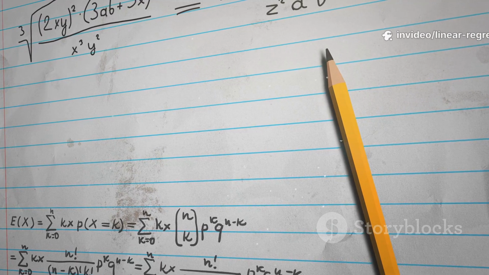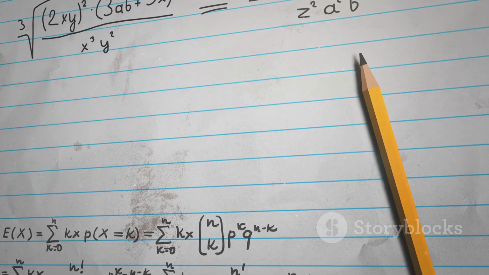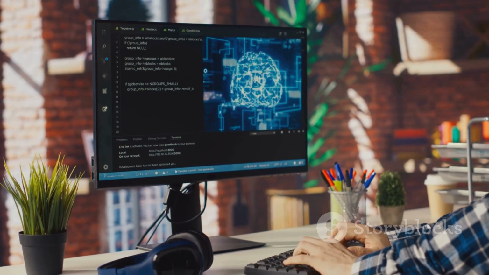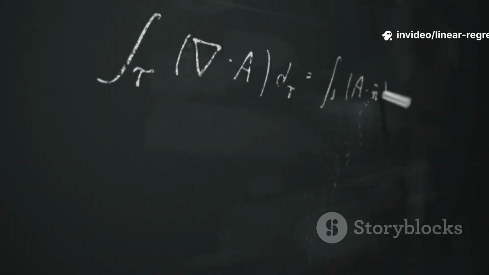At its heart, linear regression is built on an equation you might remember from algebra, y equals mx plus b. But in machine learning, we jazz it up a bit. y equals w1 times x1 plus w2 times x2, all the way to wn times xn plus b.